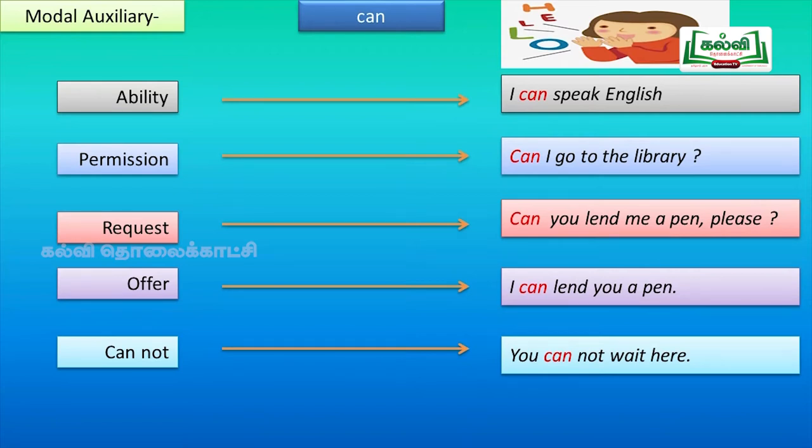For ability, I can speak English. And for permission, can I go to the library? And for request, can you lend me a pen, please? And for offer, I can lend you a pen. Then for the negative, cannot. You cannot wait here. So these are some of the ways to express the mood by using the modal auxiliary can. Coming to the next one, the past form of can is could.